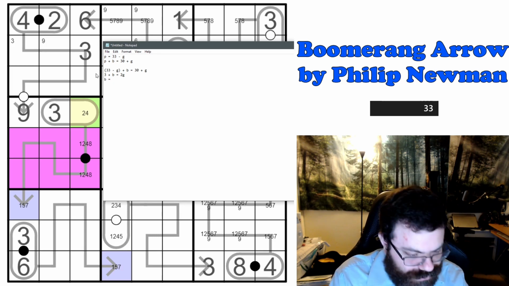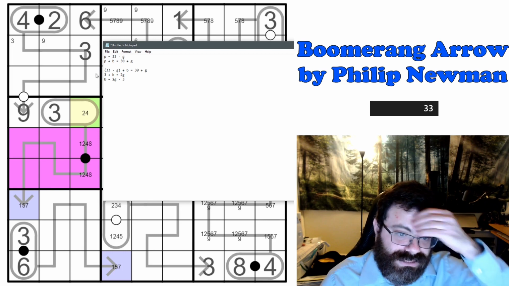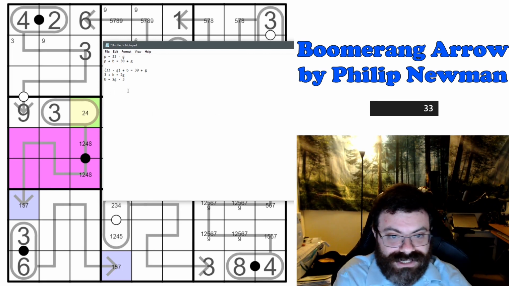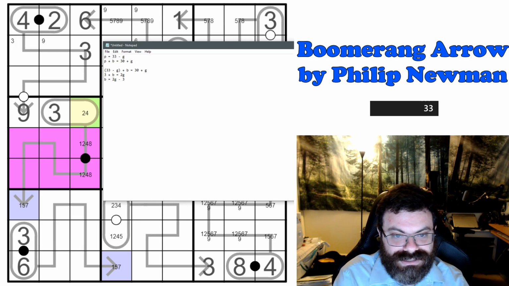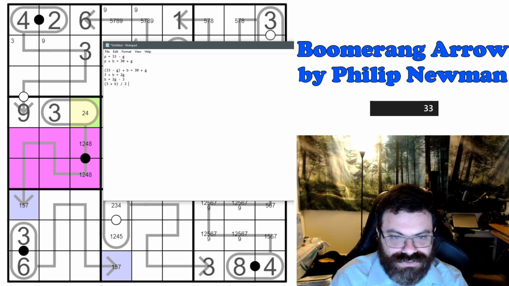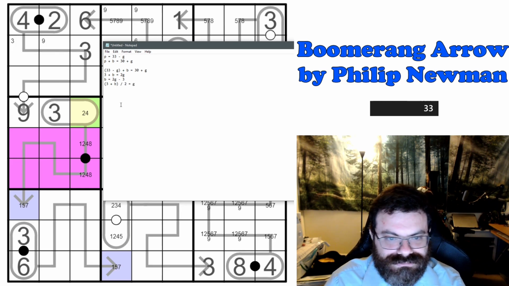So blue is equal to 2 green minus 3. Maybe I should do it the other way and say that 3 plus blue over 2 is equal to green. So I think that's the equation we want.